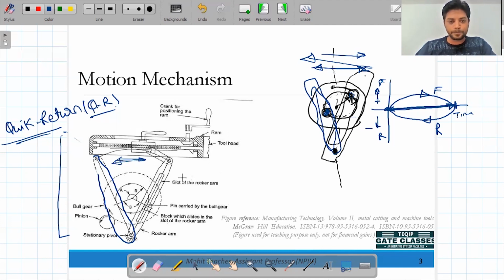Because this is the tool head, okay, this is the ram assembly, and this is the tool head, so it means the clapper box is mounted toward this side. So this should be the forward motion and this should be the backward motion, okay.